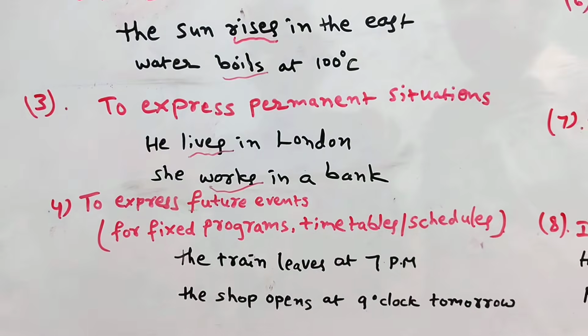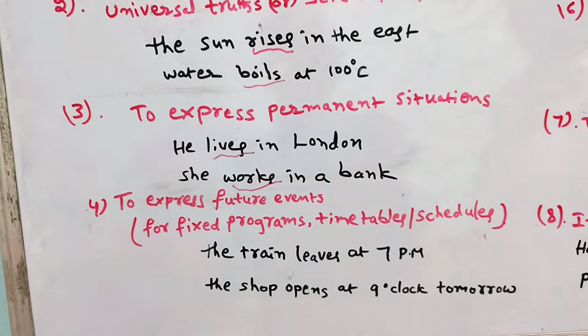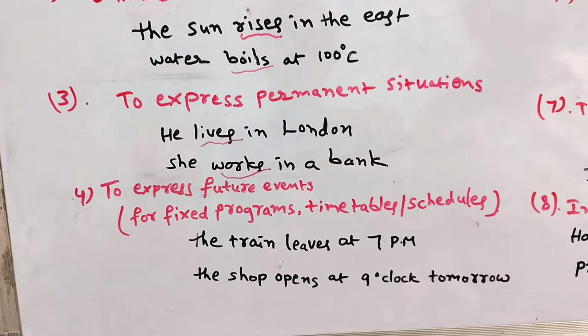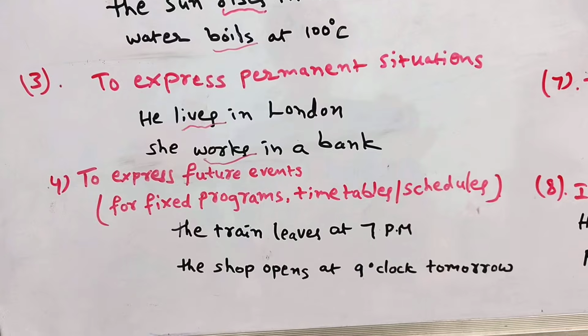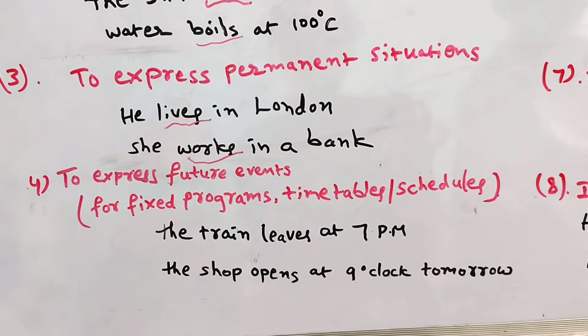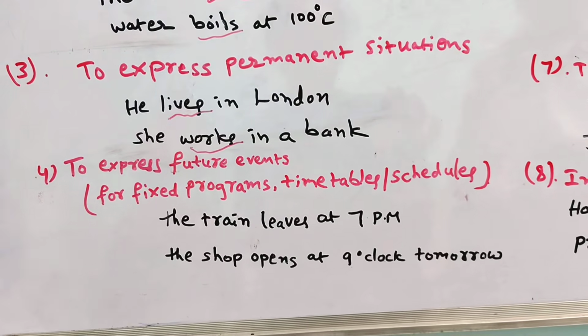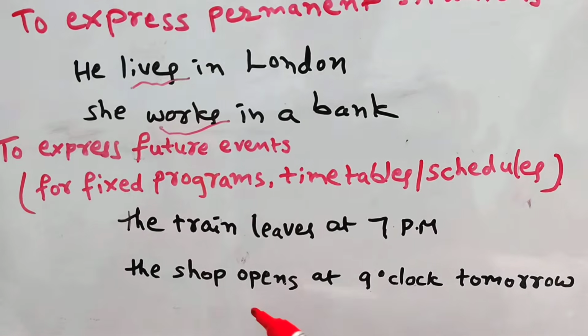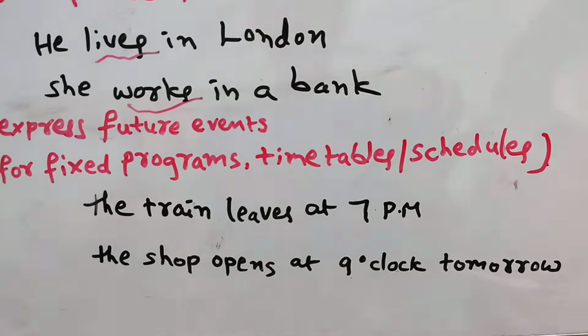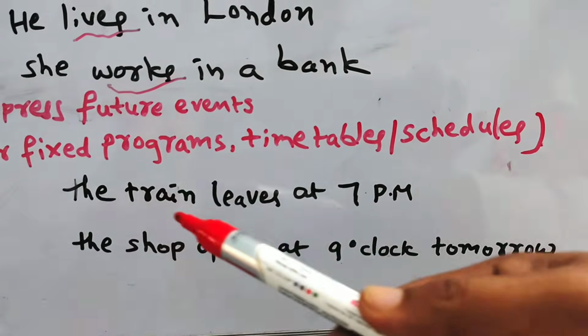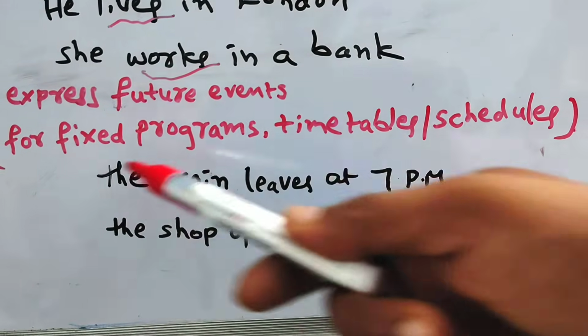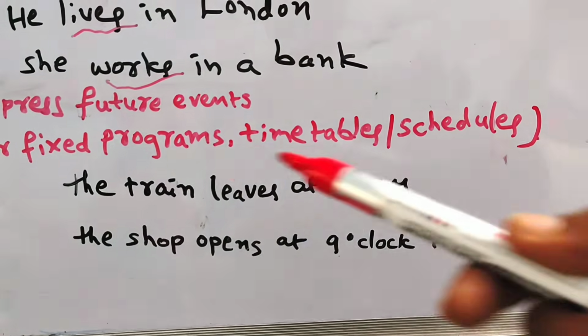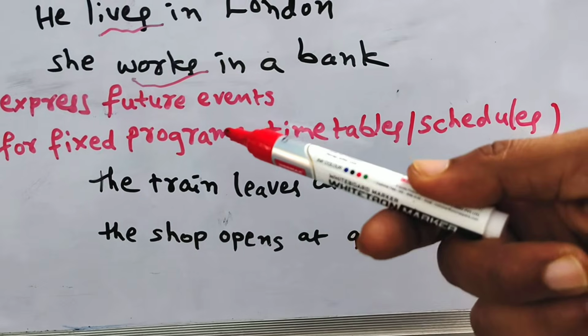And next, fourth one in our list, fourth usage, to express future events. Future events means, for example, fixed programs, timetables and schedules. Timetables and schedules, fixed programs. Yeah, the train leaves at 7 p.m. The shop opens at 9 o'clock tomorrow. Actually, these programs and timetables express future events.